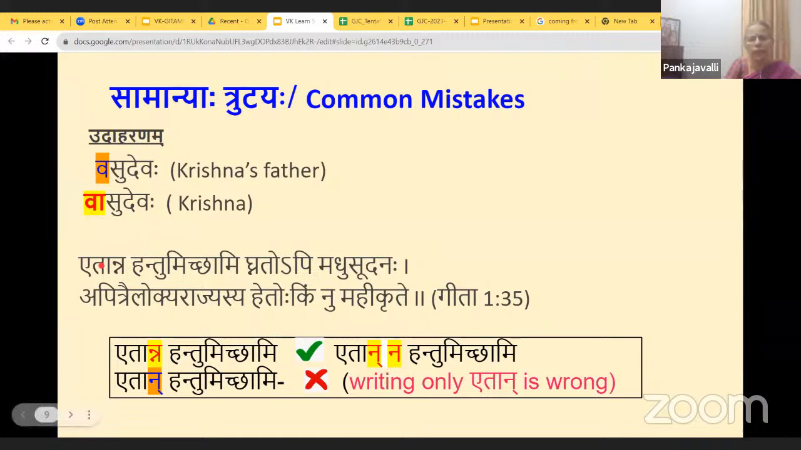Another example. Etan na hantum ichami. Etan na hantum, that is correct. I don't want to kill them. But what do you do? Many North Indians, especially Hindi people, forget the last nakaram. They take it as a halant. Etan hantum ichami. That means I want to kill them. That is wrong. It is very, very wrong.